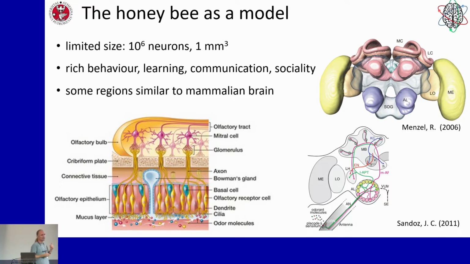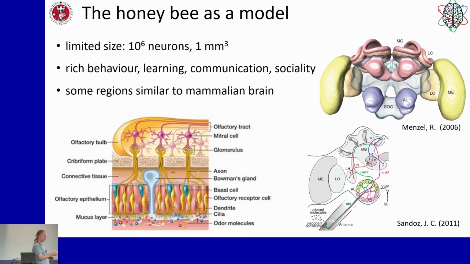So they are excellent learners. They navigate extremely well. They are communicating. They outperform many of the mammals with their communication languages. They live in social organizations. So by itself, it's already a very interesting model to study, but it also has what we think is a good potential of translational research.